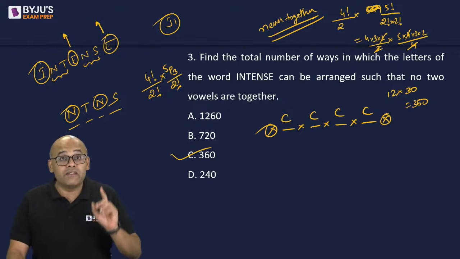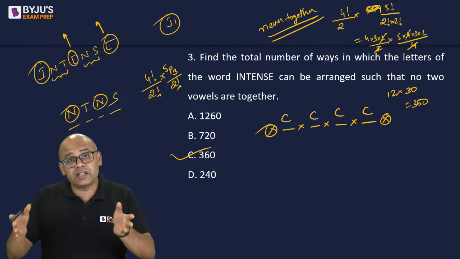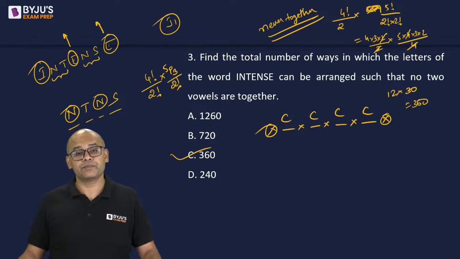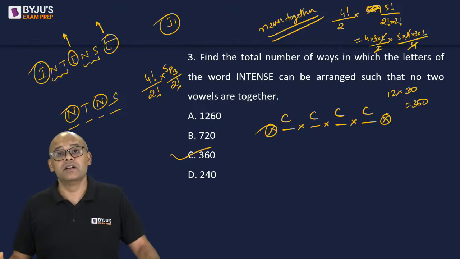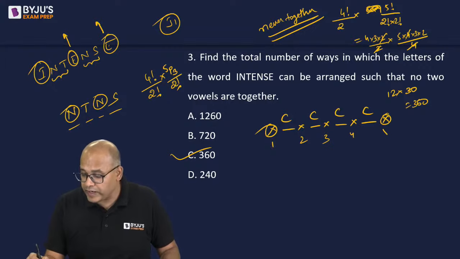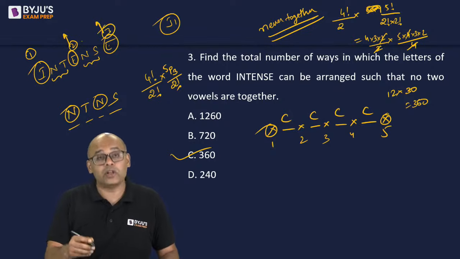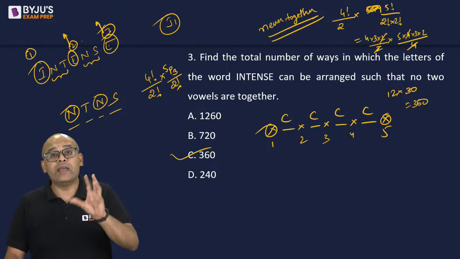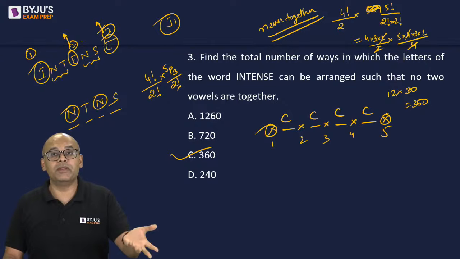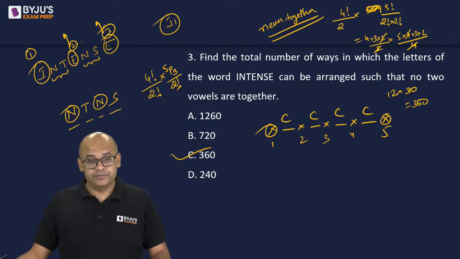So remember, never together means arrange the others first. In the slots, arrange the people who are not supposed to be together. 5p3 is coming because 5 slots, 1, 2, 3, 4, 5 and 3 things, 1, 2 and 3. These also have to be there. So 5 places you are putting 3 things. How many ways can you do that? 5p3. Clear? Alright, let's move on.